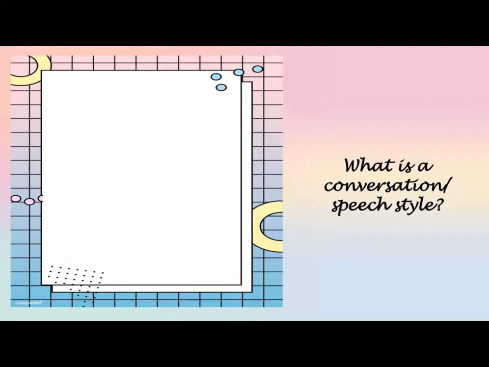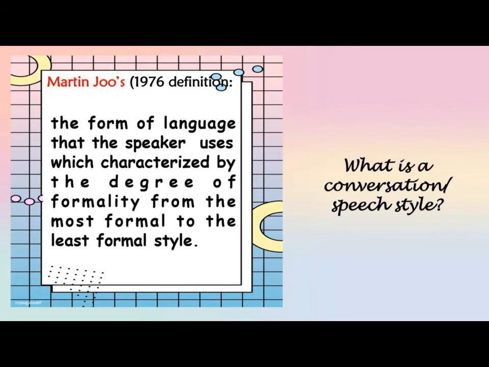So what is a conversation style? According to Martin Joos, conversation style means the form of language that the speaker uses, which is characterized by the degree of formality, from the most formal to the least formal style. He identified the styles in 5 classes, which we are going to discuss one by one.